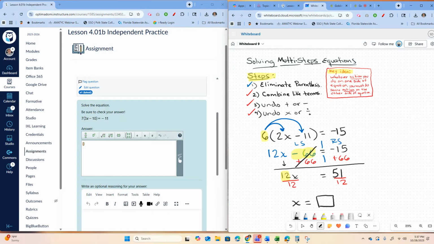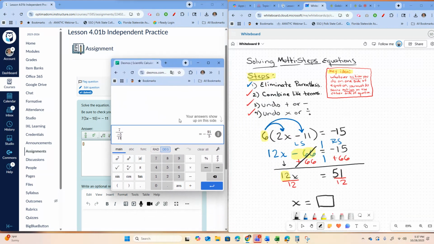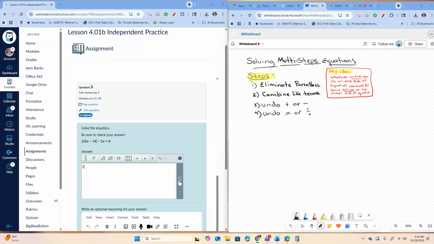Now I'm going to take my calculator and divide 51 by 12. Let me clear this. 51 divided by 12. You can see I got a decimal. Click the circle. You're not going to type decimals. So we're going to type here 17/4. You're going to type a fraction. And that's how you do problem number 4. Let's go to the last one.